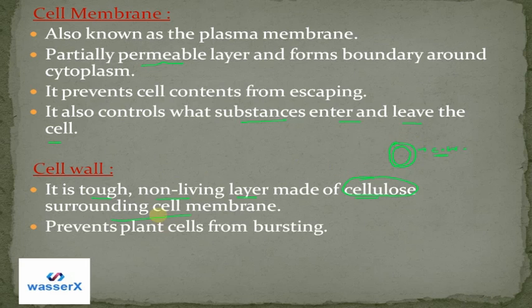And what does it do? The function of the plant cell wall is that it prevents the plant cell from bursting. Bursting means to break apart. That means that if a large amount of water has entered inside the plant cell, then it will swell, right? But the cell wall is there which makes sure that the cell does not burst. It doesn't just break apart. So that is the function of our cell wall.